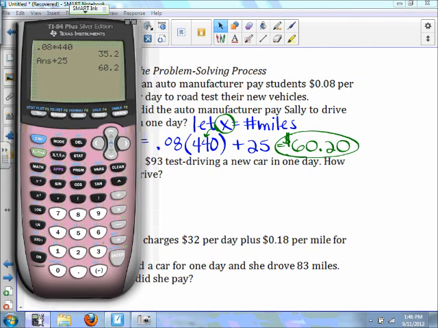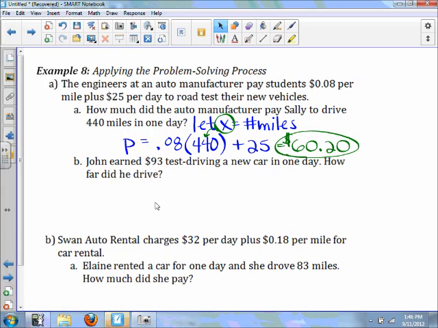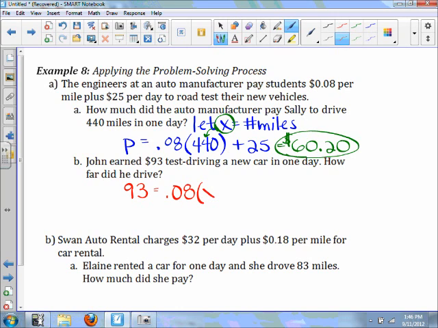And if you look at it, the calculator said 60.2, but because I knew it was money, that's why I made it 0.20. Now, if you look at B, it says John earned $93 test driving a new car in one day. How far did he drive? Well, the 93 will go here, 0.08 times x for the number of miles plus 25.